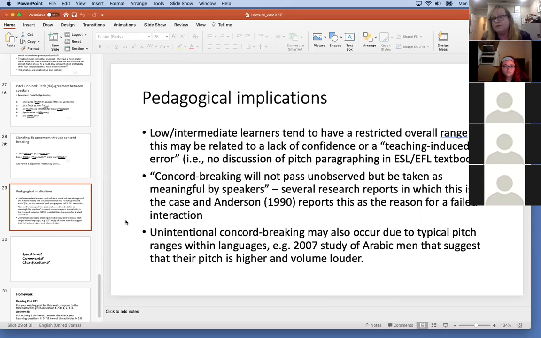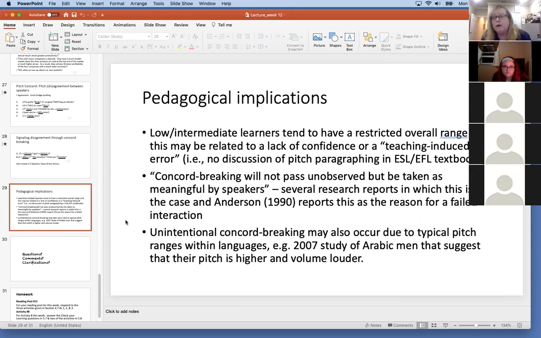I think it could also be what we've talked about before in terms of teaching induced error, in the sense that this is never discussed. I've been looking at ESL and EFL books for over 25 years, and I've never seen anything about pitch range and about how you can create pitch paragraphs and so on. So it could simply be that we don't talk about it, so they don't do it.